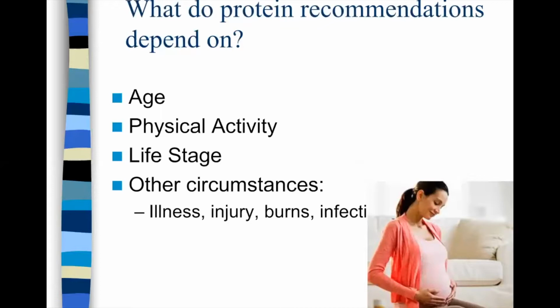Physical activity can greatly affect protein intakes. The normal protein recommendation would be 0.8 grams of protein per kilogram of body weight. However, physically active individuals may need from 1.2 to 1.7 grams per kilogram of body weight if they're doing strength training or high intensity activities.